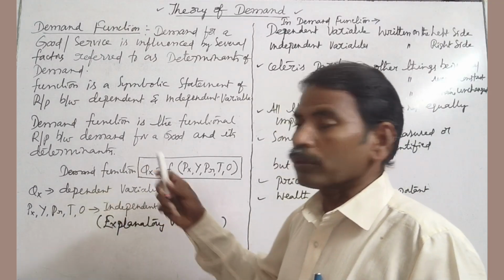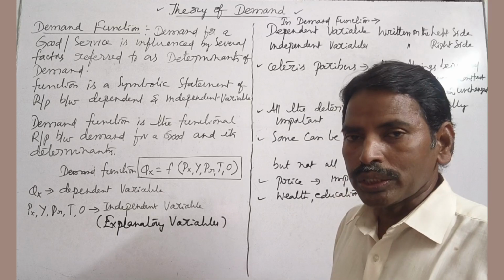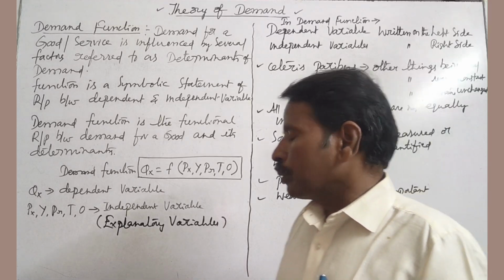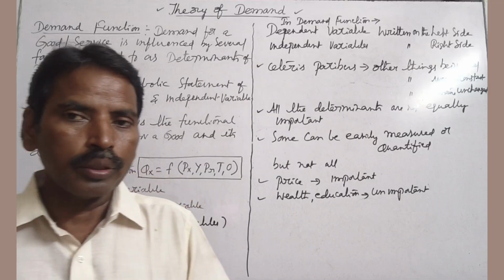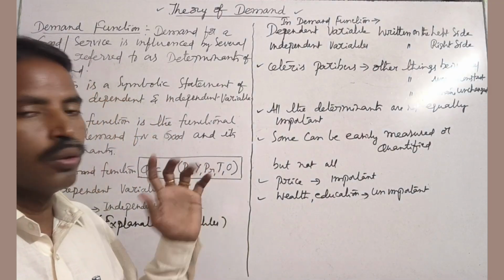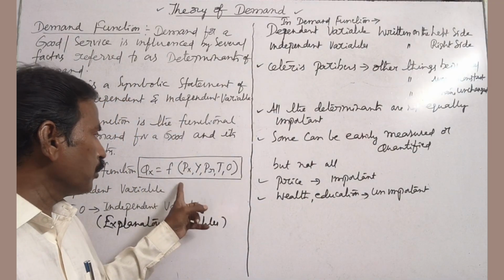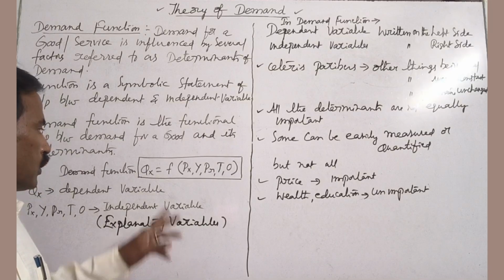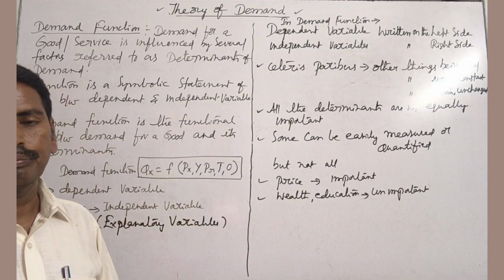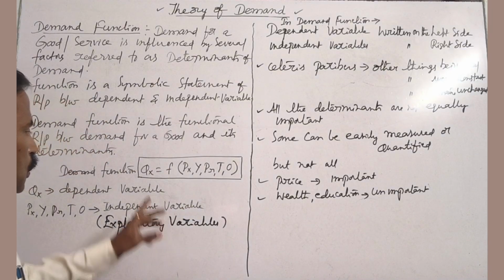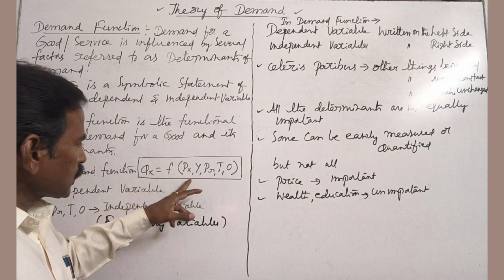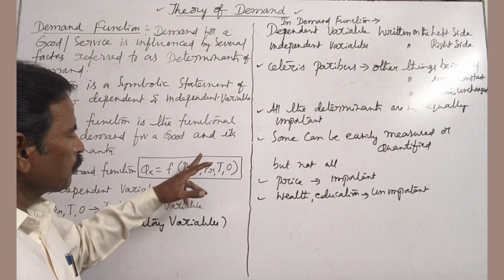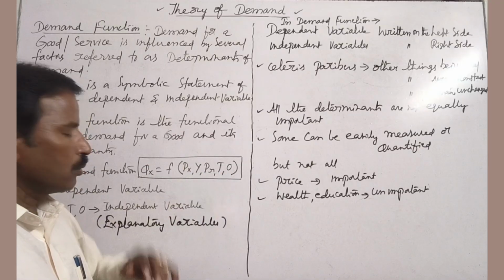It can be expressed mathematically. Demand function: Qx is equal to f of Px, Y, Pr, T, O. This is called demand function.